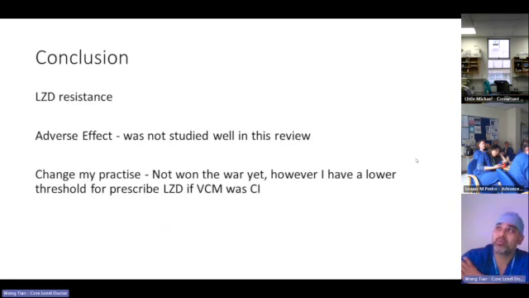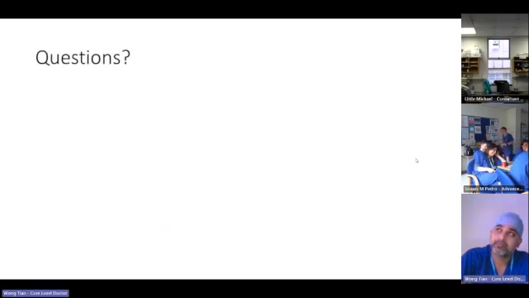I don't feel like we've won the war against MRSA here, but I do have a lower threshold to prescribe linezolid, seeing as the mortality risks are about the same, even though the comparable data is not exactly the same in terms of population. But I would have a low threshold to prescribe linezolid in this case. I wouldn't change my entire guidelines of practice based on this sole paper. Any questions?